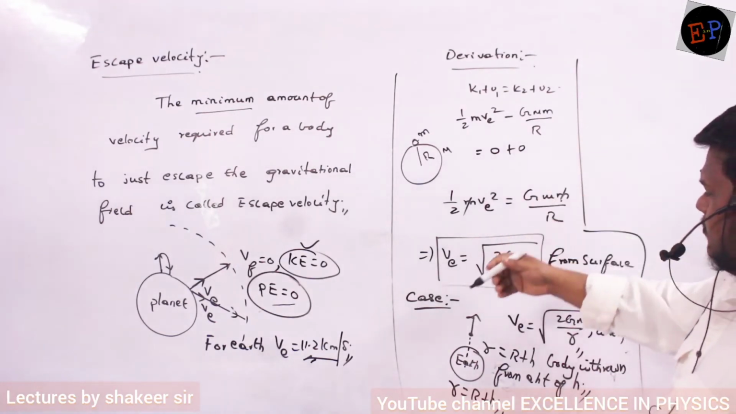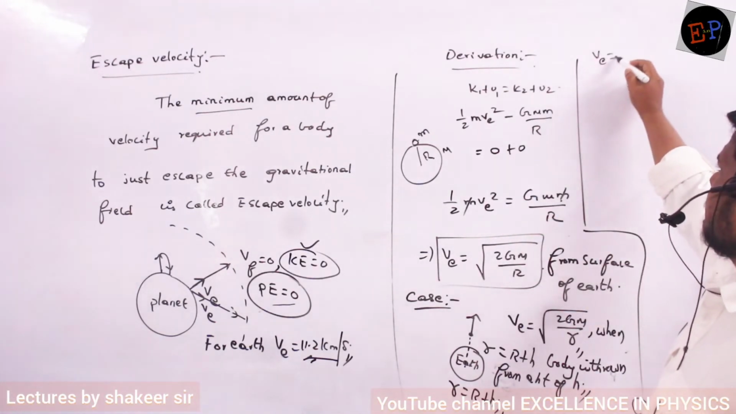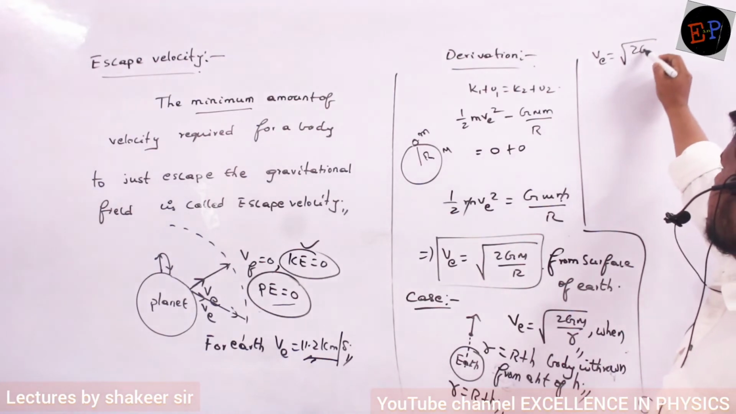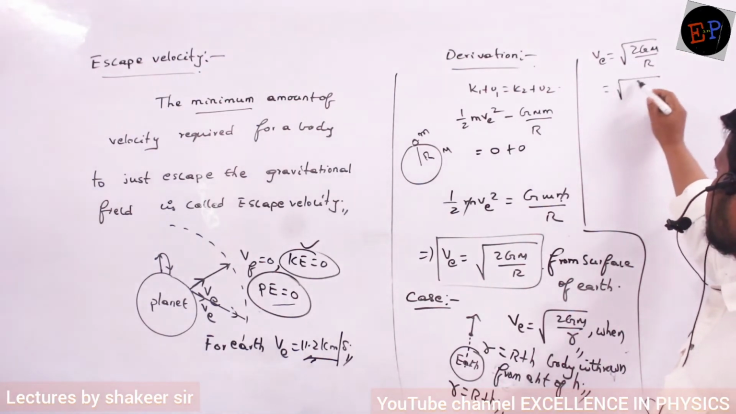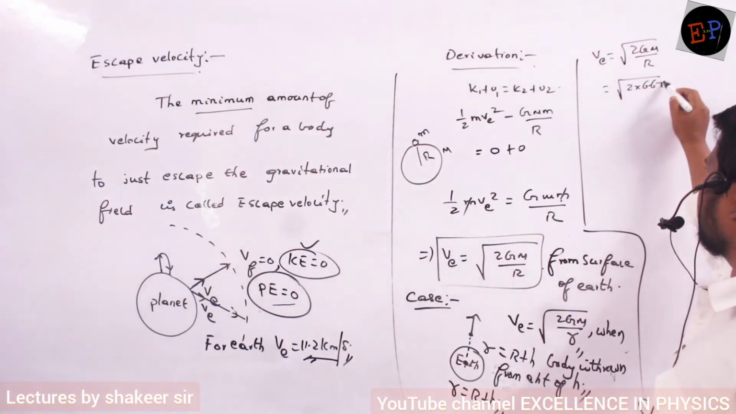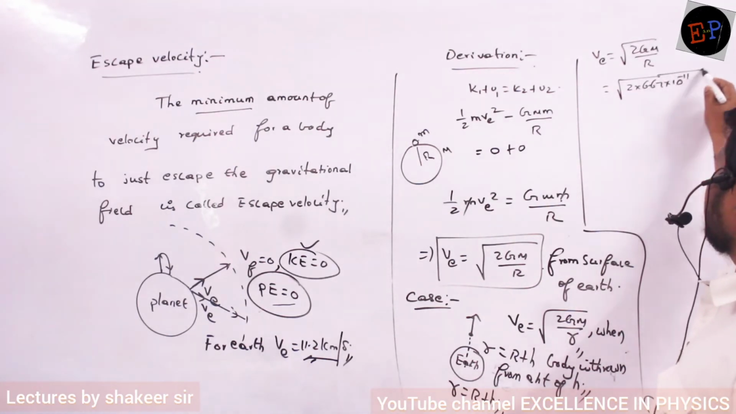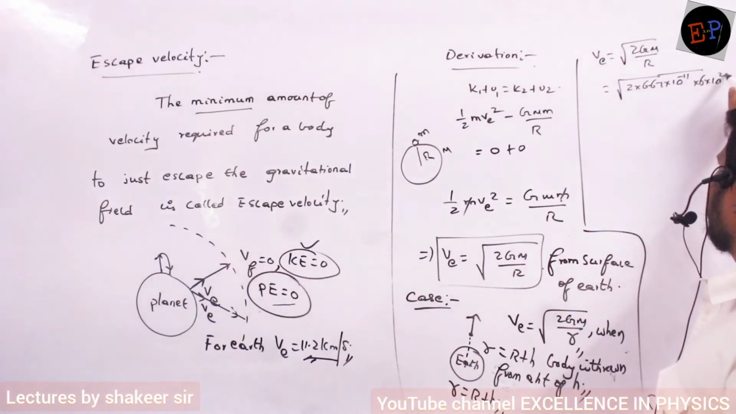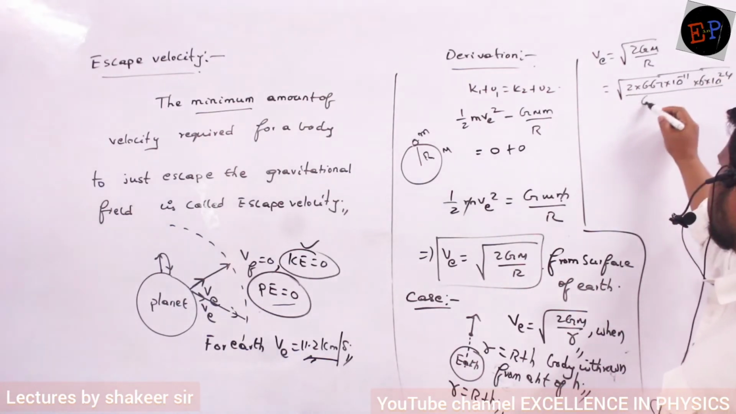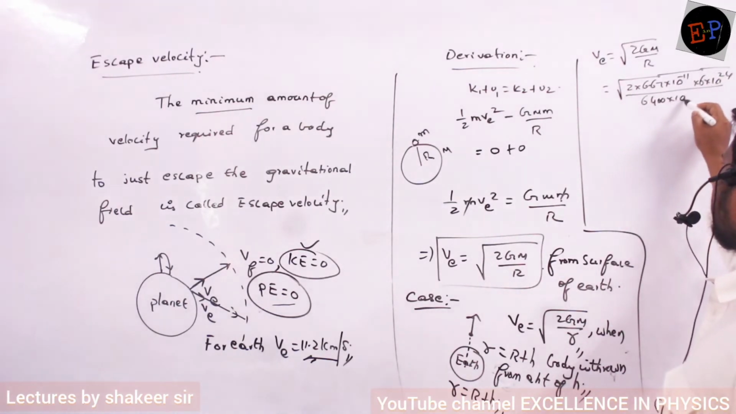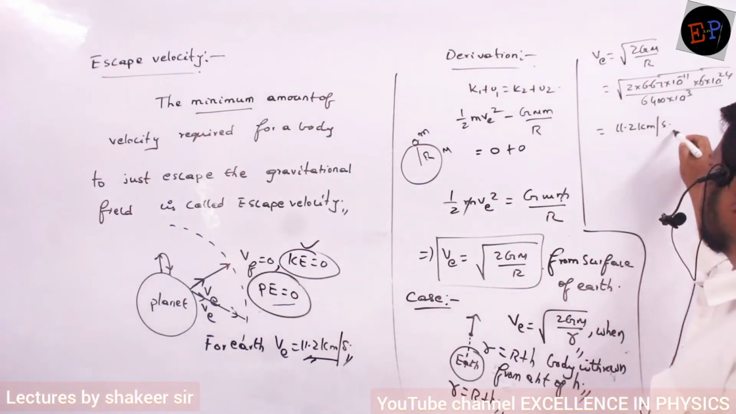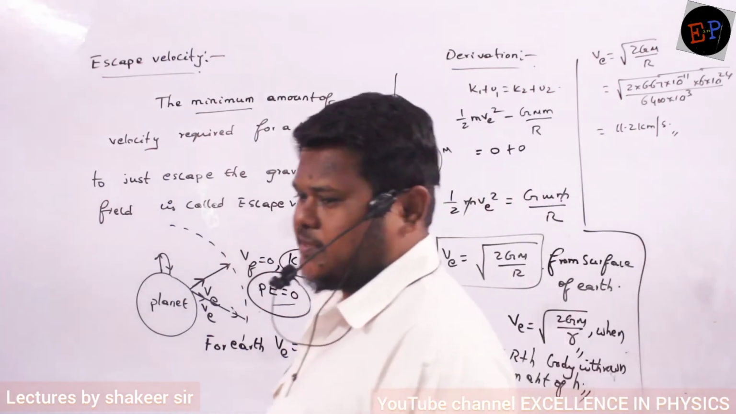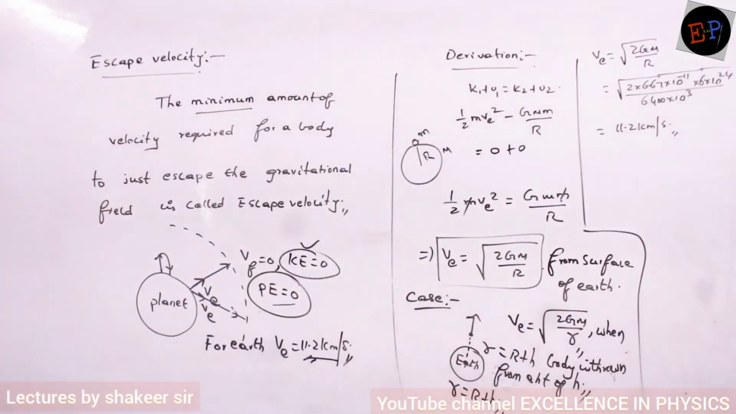If you substitute all the values we have already studied, from the surface of the earth it is root of 2GM divided by capital R. Substitute all the values: 2 into G value 6.67 into 10 power minus 11, mass of the earth is 6 into 10 power 24, radius of the earth is 6400 into 10 power 3 meters. If you do this calculation, then you will get 11.2 kilometer per second. That is the escape velocity of earth.